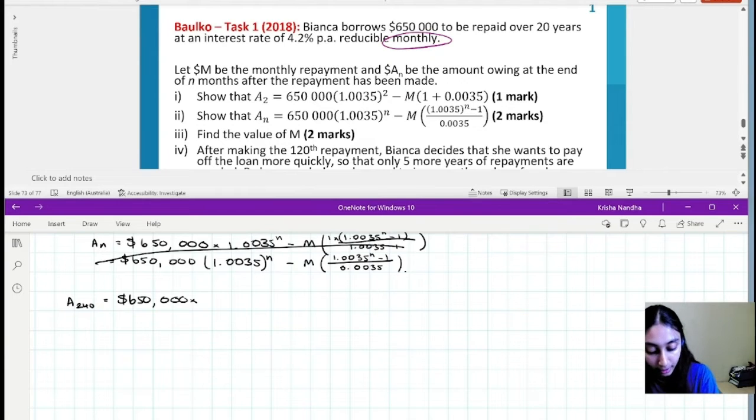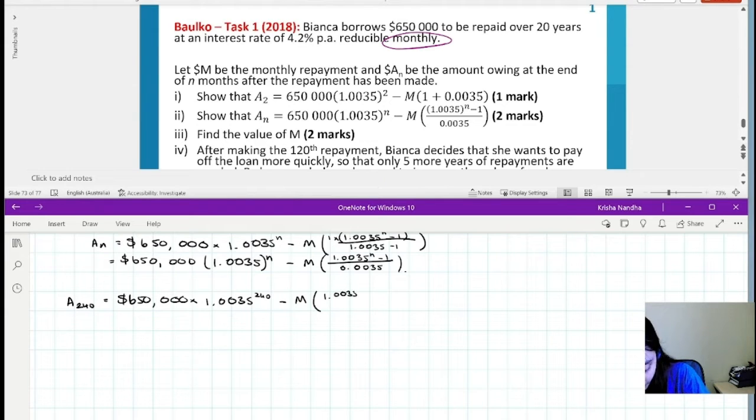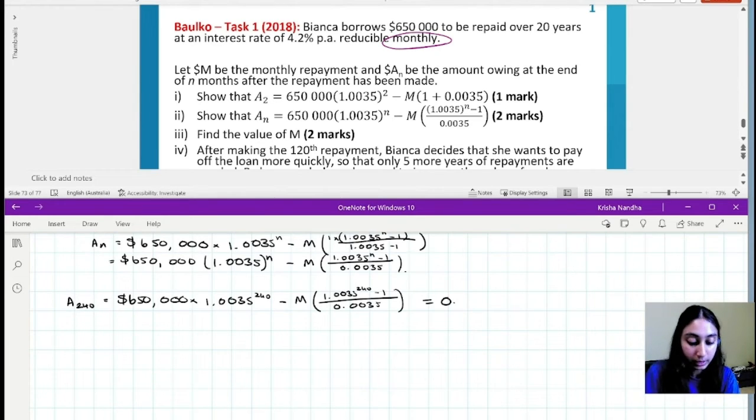By the way, because I've got my rule here, I can apply that for any value of n. So times 1.0035 to the power of 240 minus m times (1.0035 to the power of 240 minus 1) on 0.0035. Okay? And that, my dear friends, will be equal to 0, because a_n is the amount of money owing at the end of n months. So at the end of 240 months, at the end of 20 years, she should have fully repaid it. So the amount owing, $0.